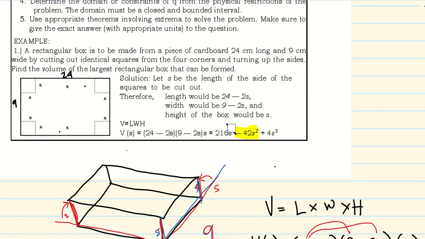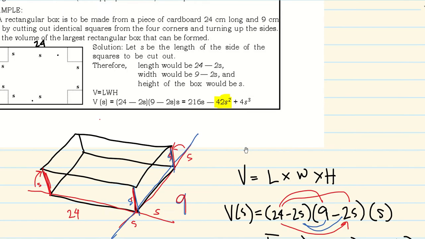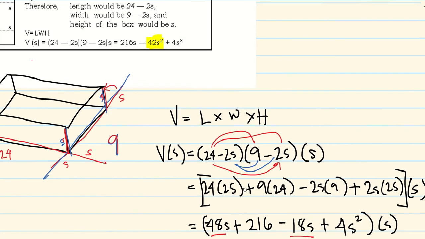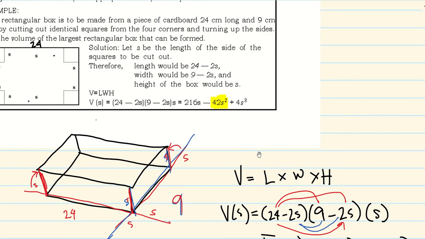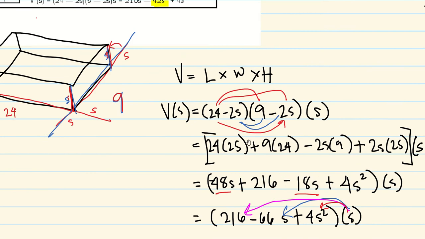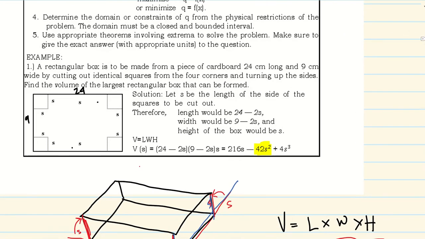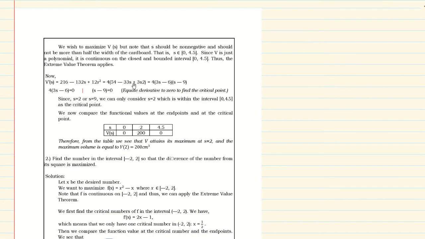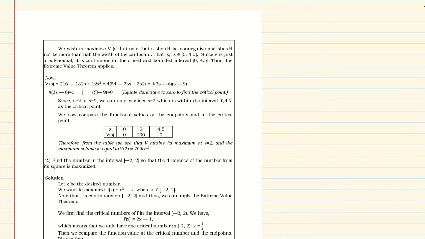How did the author get this negative 42s square? So what will happen to this is this will become wrong, right? Wait. Let's see here. Why did she have 33s? Oh, she already has 132. How did he get 132?